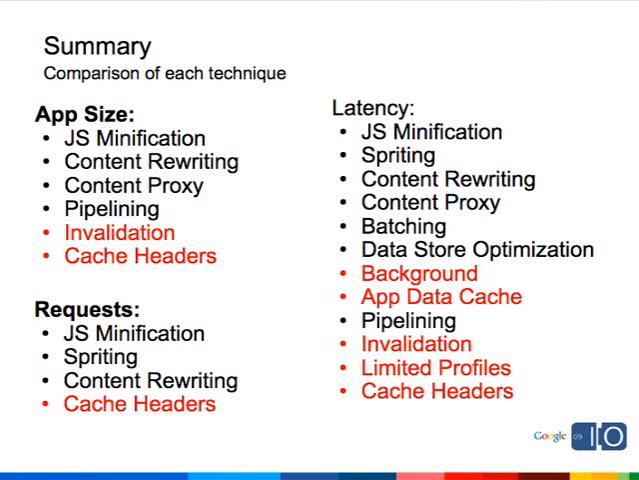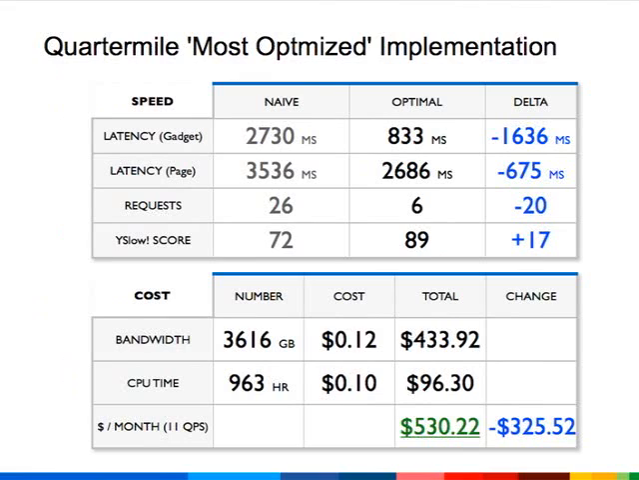Keeping that in mind, we took everything together, and we tried to use as many optimizations as possible, and we have what's considered the most optimized implementation. The net gain, obviously, we saved 1.6 seconds off of each page render of our gadget. From the gadget's point of view, we saved about 0.6 seconds from the end user's point of view. We saved 20 HTTP requests, and we improved our YSlow score by 17 points to a respectable 89. I'm sure we could have pushed it more, but these changes are already fairly significant.